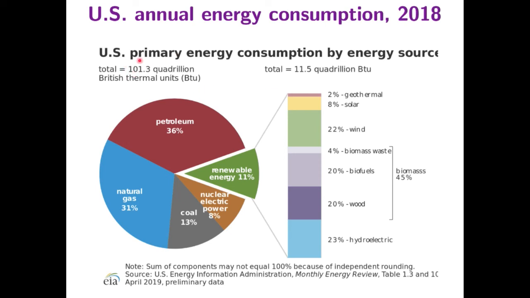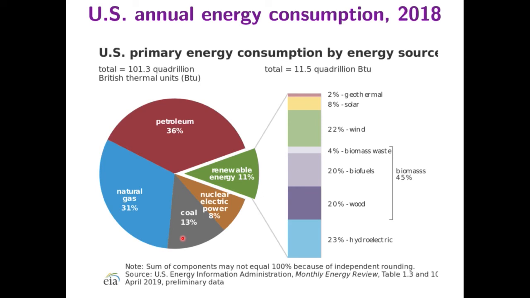If we look at the U.S. primary energy consumption, 31% natural gas, 36% petroleum, and petroleum here I mean oil or crude oil and its byproducts, 11% renewable, and renewable is divided here among different types of renewable, including hydroelectric, wood, biofuels, biomass waste, wind, solar, and geothermal, about 8% nuclear, and all of that nuclear is electric, and about 13% coal.